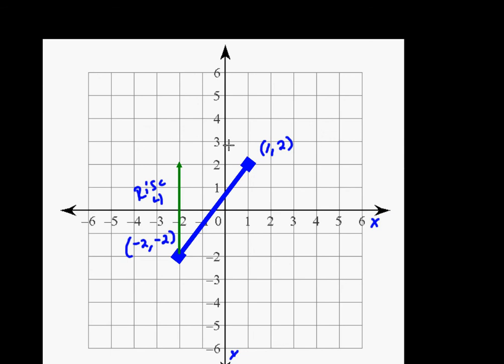Now, let's do the run. Go from this point over to right there. This is what we'd call the run. We would say that it was 1, 2, 3 units. Now, if we were going to communicate this as slope, we would say the slope is 4 over 3. A rise of 4 and a run of 3.